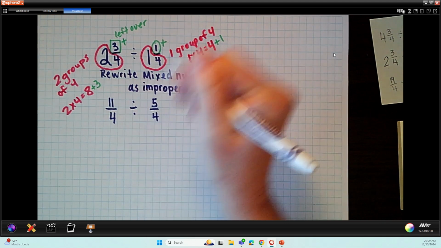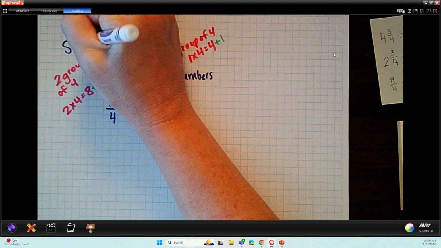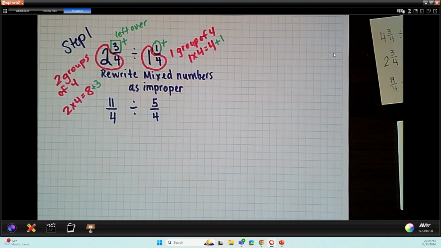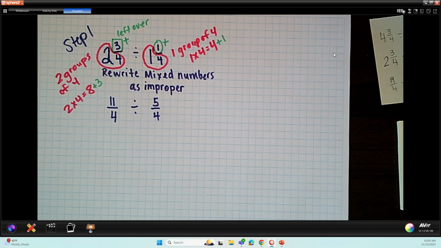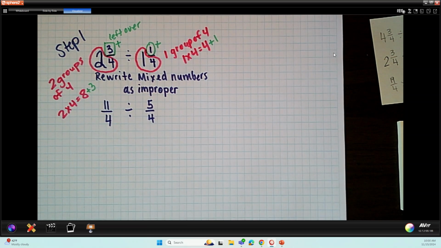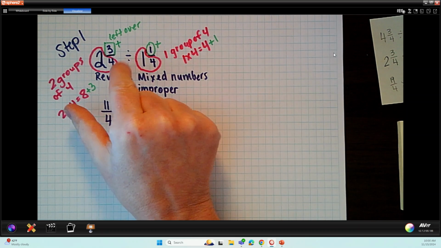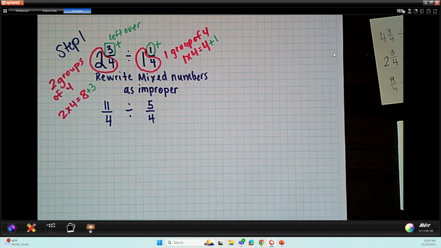So this is step 1, and this is hard for some of the students, I've been noticing. Okay, so if they can't write a mixed number as an improper fraction, they may be better off using the number line, which we're going to do in a minute. If they can get a handle on this strategy, rewriting mixed numbers as improper fractions, this is the better strategy. Okay, so here we go.